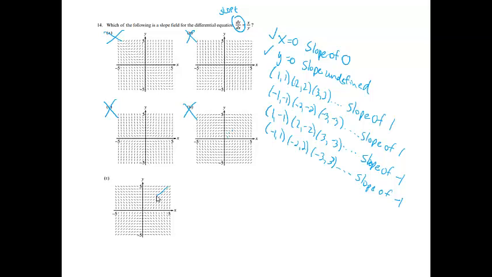Notice how I'm seeing these consistent lines right here? And that's just showing me 1, 1, slope of 1, 2, 2, slope of 1, 3, 3, slope of 1, negative 1, 1, slope of negative 1. So this one totally fits the pattern, so it must be choice E.